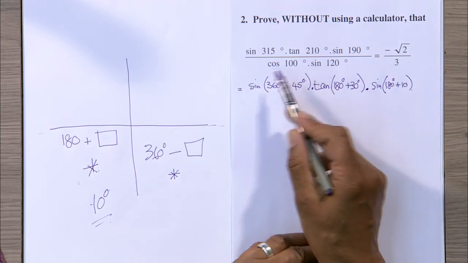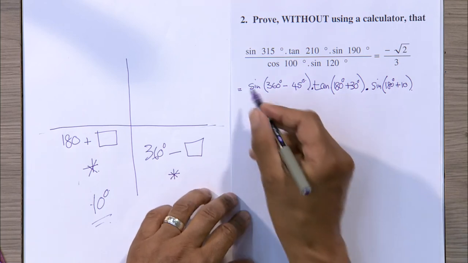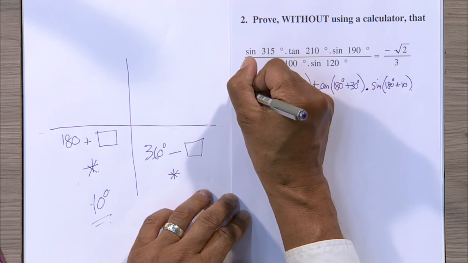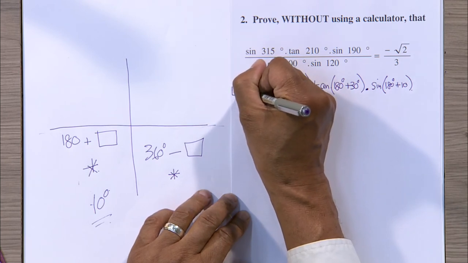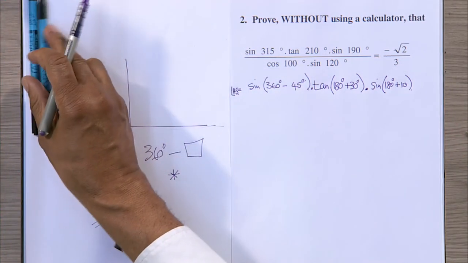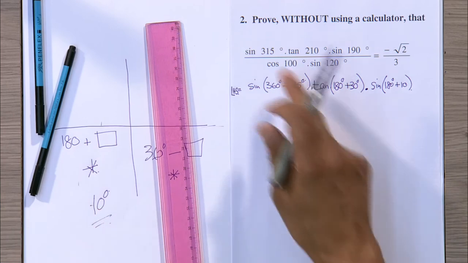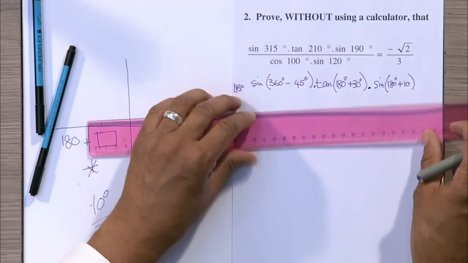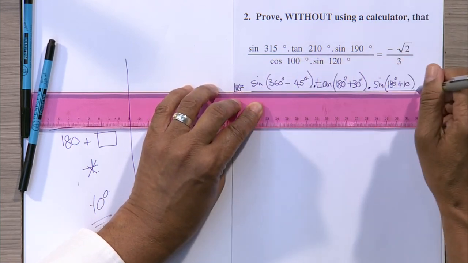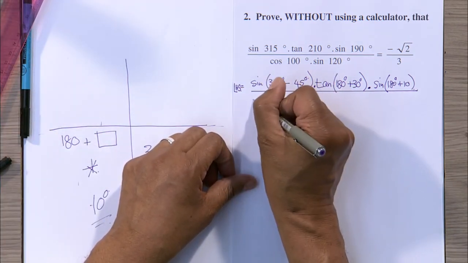Remember, I have to prove that this is equal to that. This is my left-hand side of this equation. My technique in proving that is to simplify the left-hand side of the equation, and my simplification must lead to whatever I have on the right-hand side. Fraction underneath, the cosine of 100.